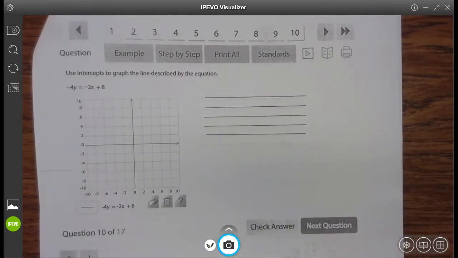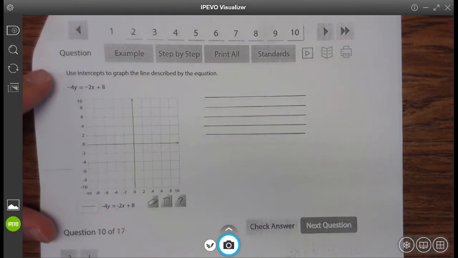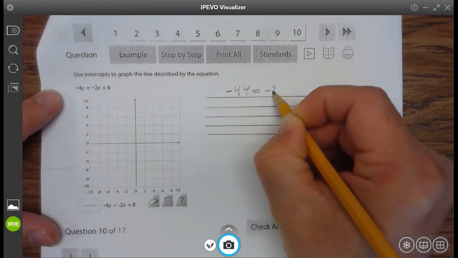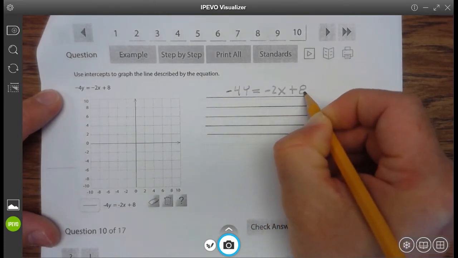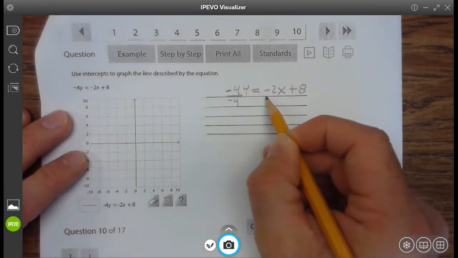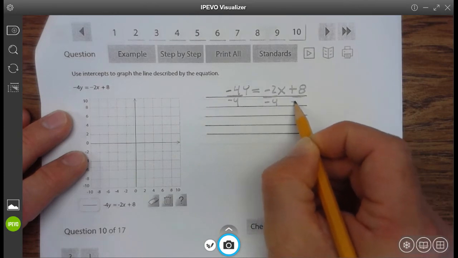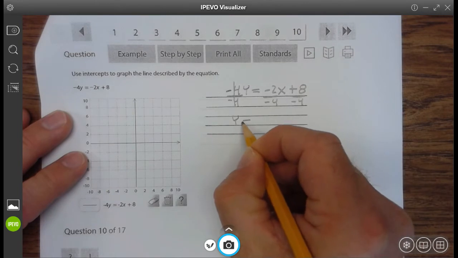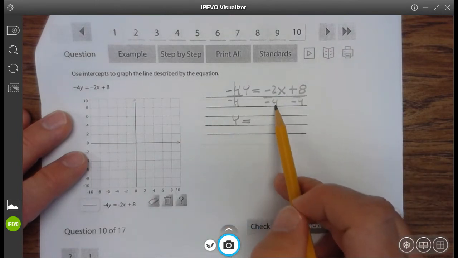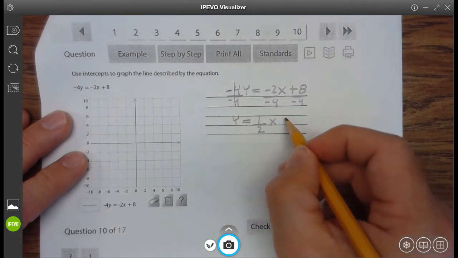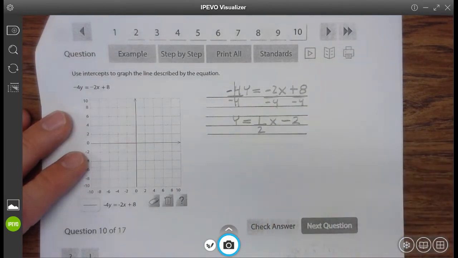All right, example 10. Use intercepts to graph the line described by the equation. To graph this, we need to solve for y and put it in slope-intercept form. So we're going to divide everything by negative 4. Negative 4 divided by negative 4 is 1. So you get y equals negative 2 divided by negative 4, which reduces to 1/2 x. 8 divided by negative 4 is minus 2.